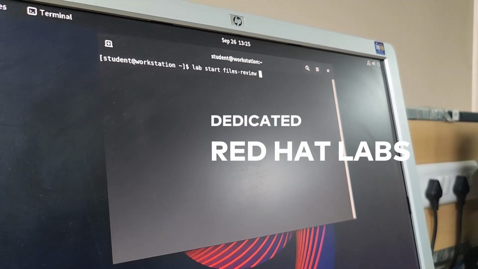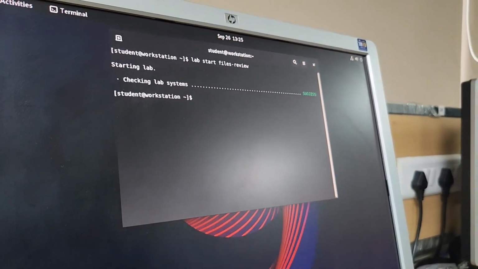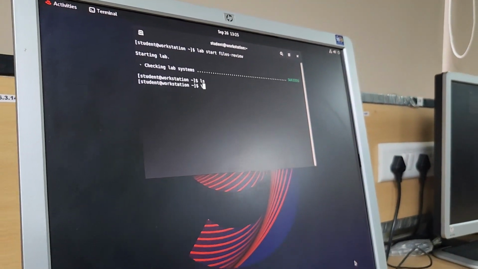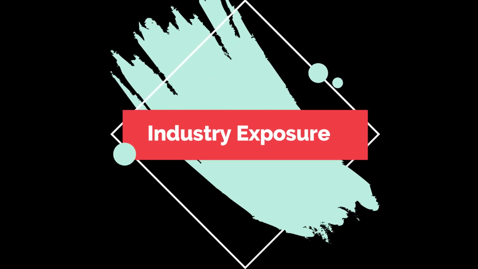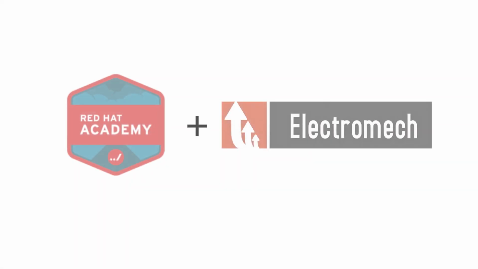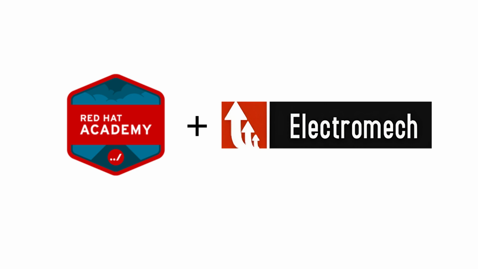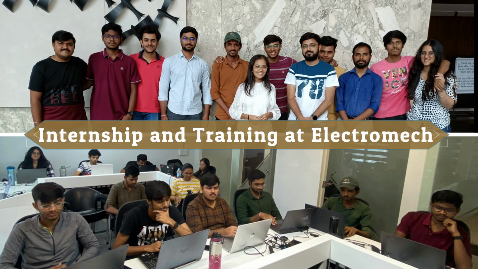Our institution also provides dedicated Red Hat training labs running on high specification systems for the students to get hands-on training. Students get industry exposure through partner companies of Red Hat, such as Electromech Cloud Tech Private Limited, who offer internships as well as expert training sessions.